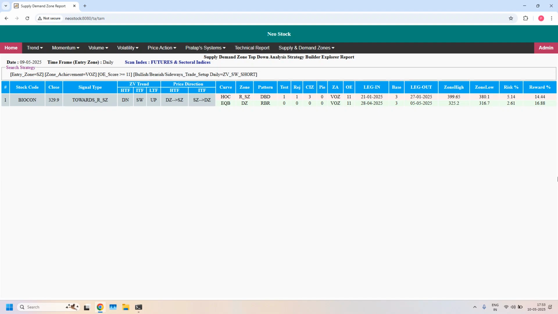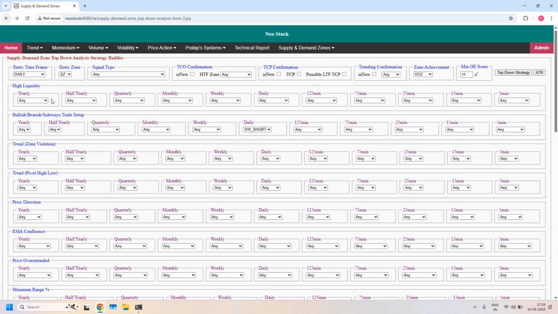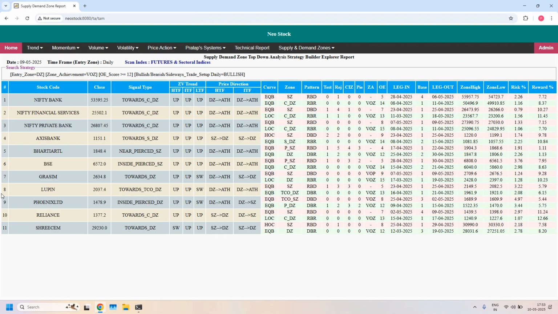Now we will generate bullish trade setup. I am going back. For bullish trade setup, entry time frame, demand zone. Here I am selecting bullish. And in the filters, one change, that is minimum odd enhanced score 12. With these filters, we got 11 stocks supporting bullish trade setup for monthly income trade. Entry time frame is daily demand zone.